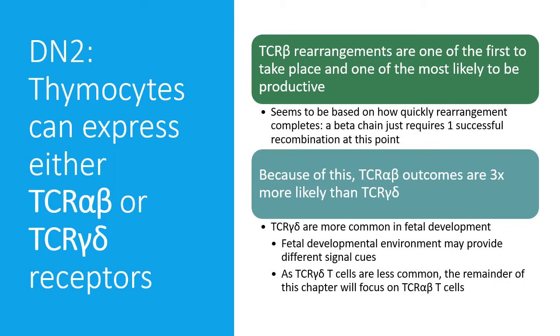And it's about a 3-to-1 or more than that. Alpha beta outcomes are about 3 times more likely than gamma delta recombinations. We're not sure why gamma delta T cells are more common during fetal development. We just know that this is something we have observed. We think that there's maybe some evolutionary reasons for that, or maybe it's just because of differences in the environmental cues that are being received.